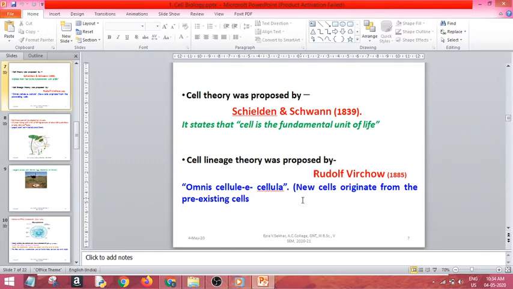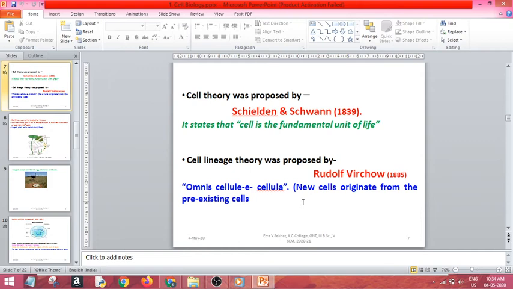Then let us go to the details of a plant cell or animal cell. Cell theory was proposed by two German scientists, Schleiden and Schwann, in the year 1839. It states that the cell is the fundamental unit of life. Both life and cells are inseparable.